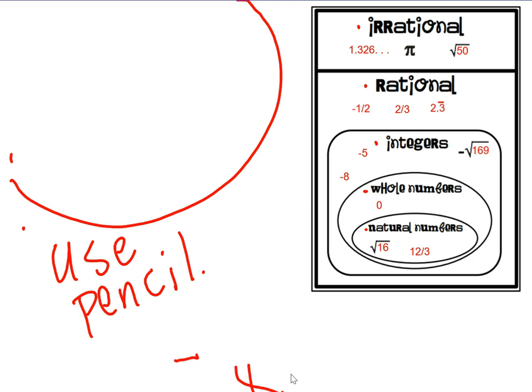Now remember, if you didn't put them correctly, you could erase or you could use a pen to make corrections so that you have your numbers labeled correctly. All right, you have another paper that I've given you, and I want you to go through and using your notes, figure out which numbers are rational and which ones are irrational, integers, whole numbers, and natural numbers.